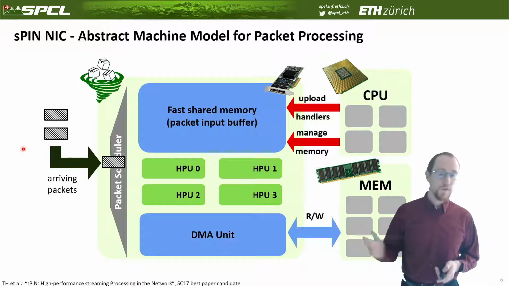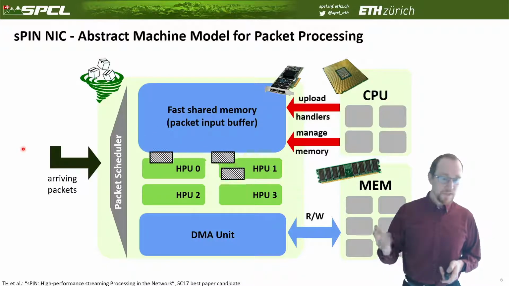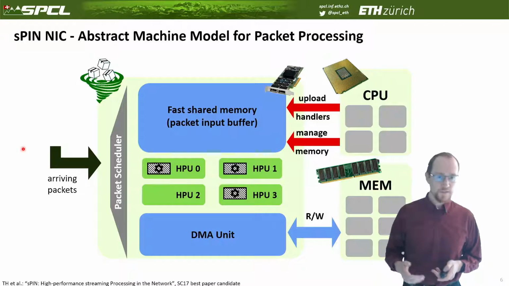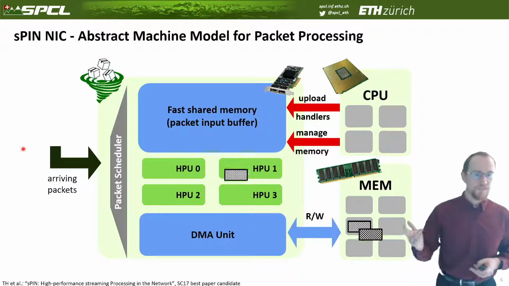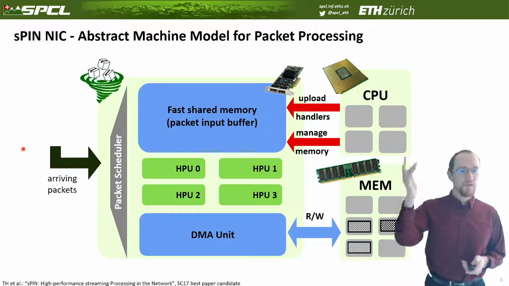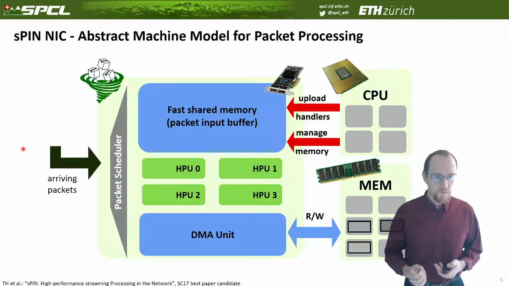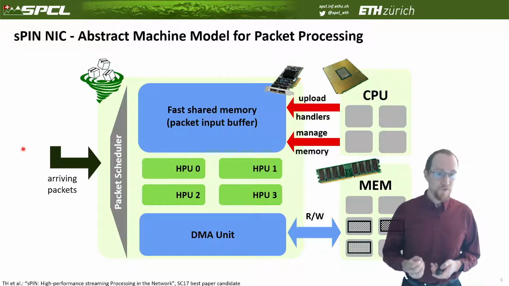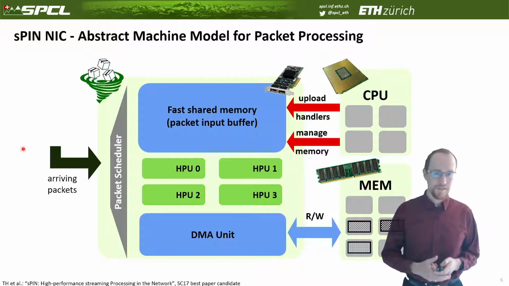So how does this work? Packets come in and are scheduled through these different units, through the input buffer. They are then processed on these handler processing units, and once they're processed, they're just moved by the handler processing units into the main memory in the CPU and then processed in the CPU. But all the data-heavy tasks are now performed on the device that is built for data-heavy task processing, and that is the handler processing unit or the accelerated smart NIC.